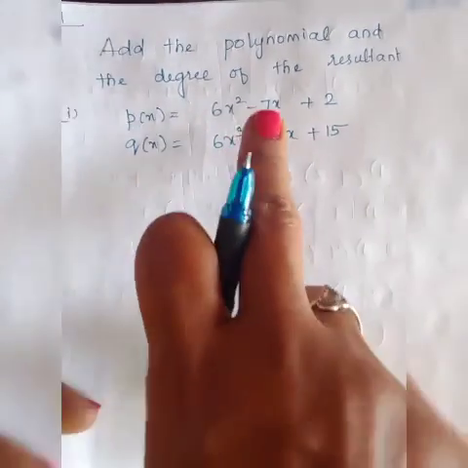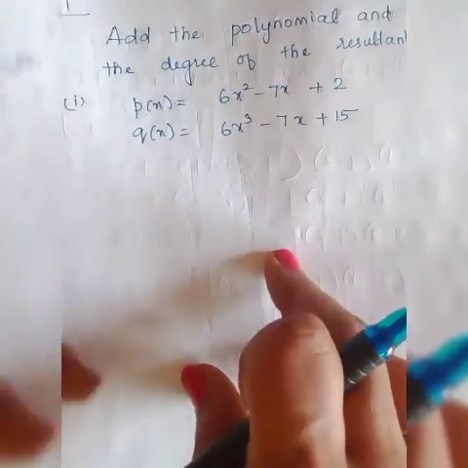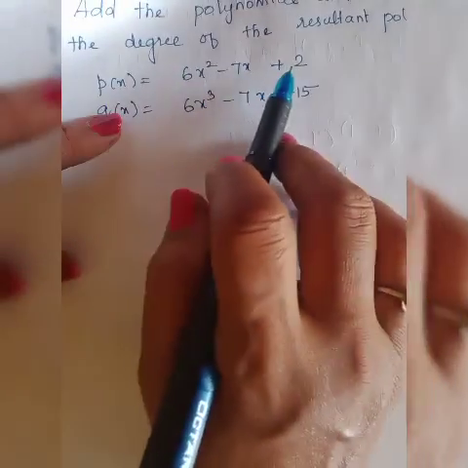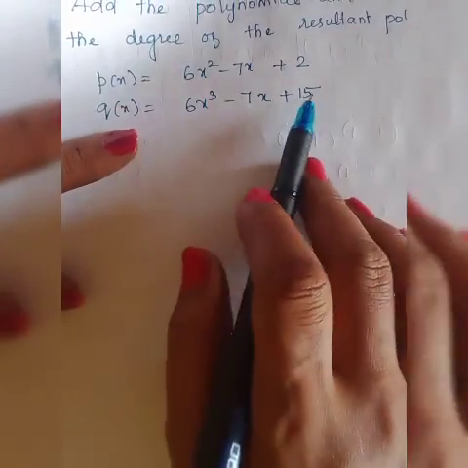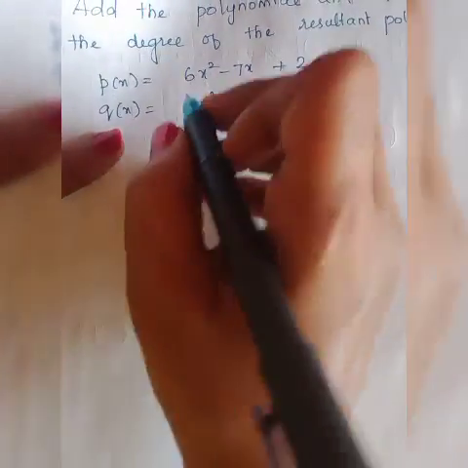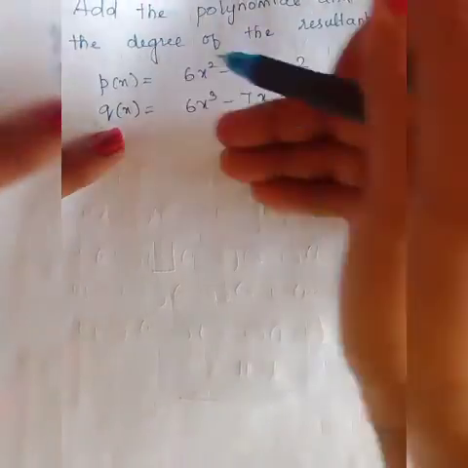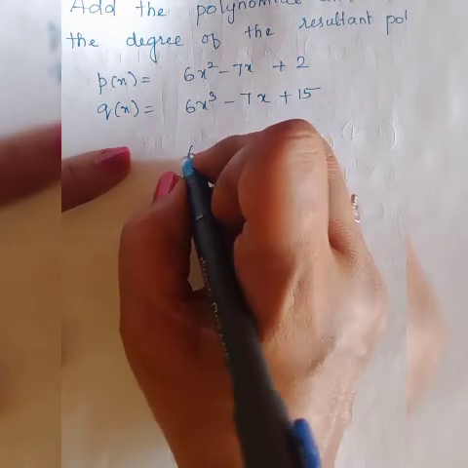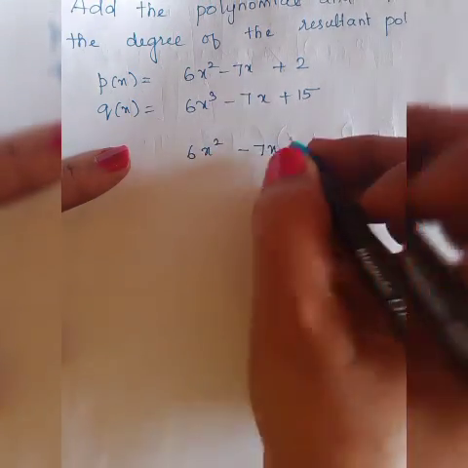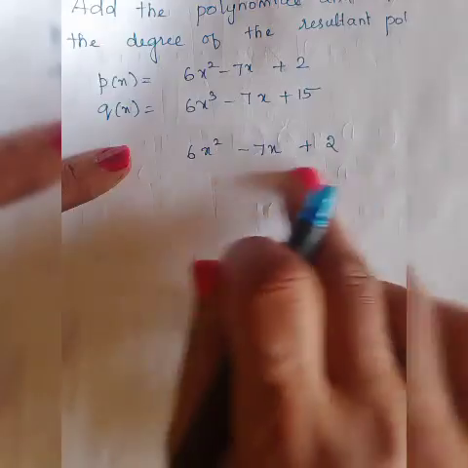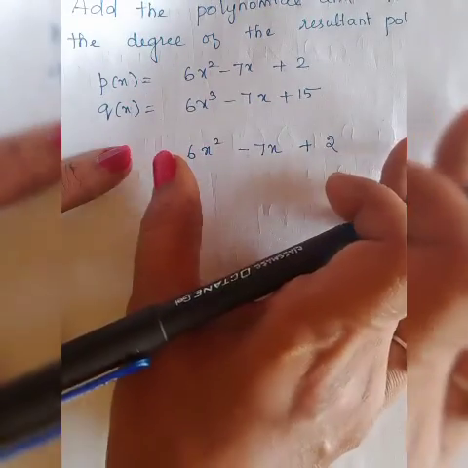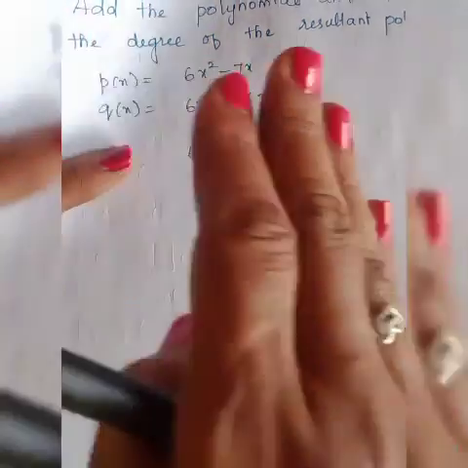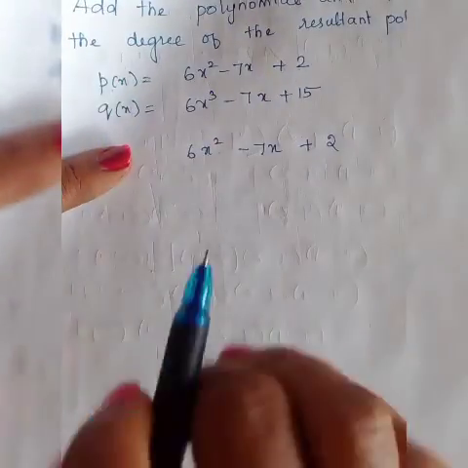Now we discuss how to add two polynomials. We are going to add these two polynomials. The first polynomial is of degree 2, the second polynomial is of degree 3. So what you can do is rearrange the elements degree-wise. That is, we have 6x square minus 7x plus 2. You can even write the polynomial in the standard form, in the sense that the highest degree comes first, and the degrees are in descending order.